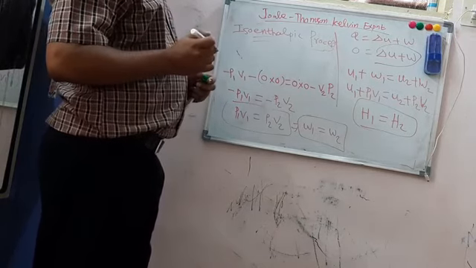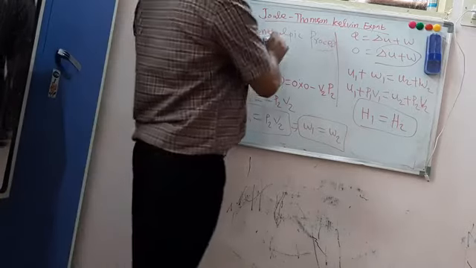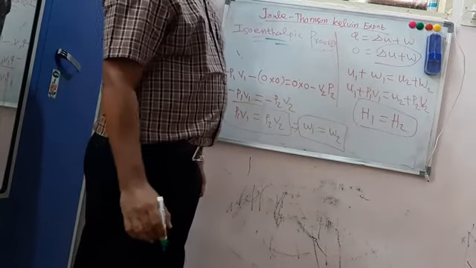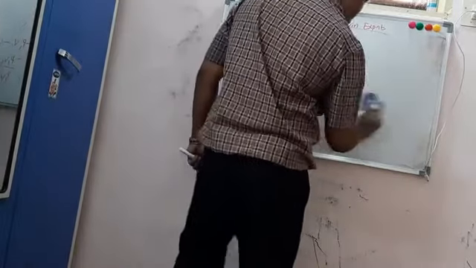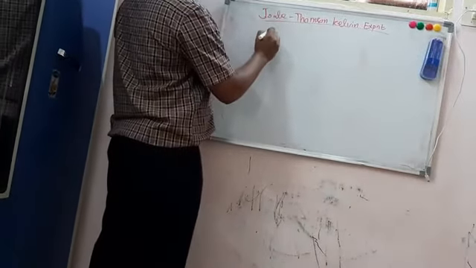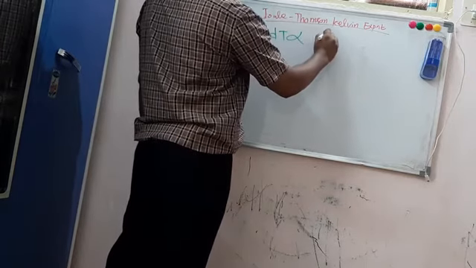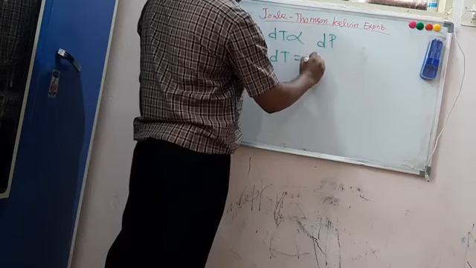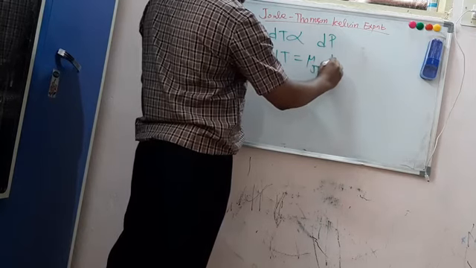So the Joule-Thomson Kelvin experiment was conducted not only adiabatically but also isoenthalpically. That is, H1 equal to H2. Enthalpies in the two reservoirs are equal. So finally, you can write the expression for the Joule-Thomson Kelvin effect. That is, change in temperature is directly proportional to the pressure difference, dT equal to the Joule-Thomson Kelvin coefficient into dP.